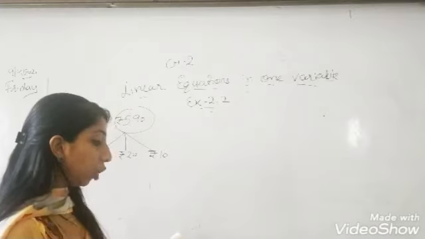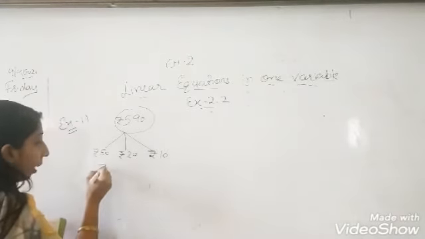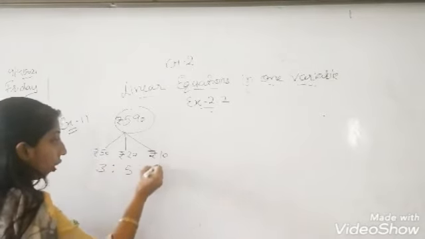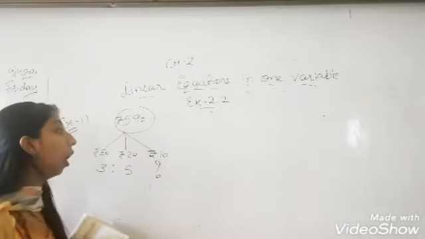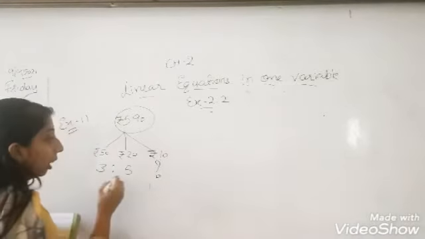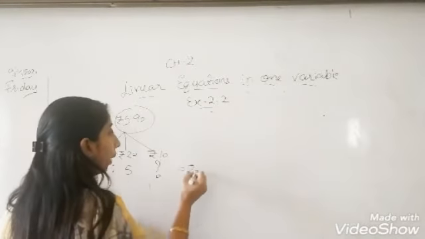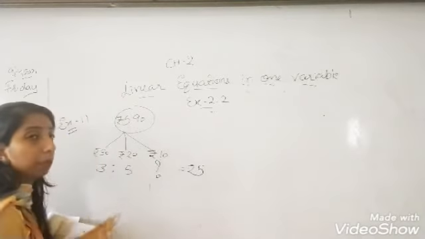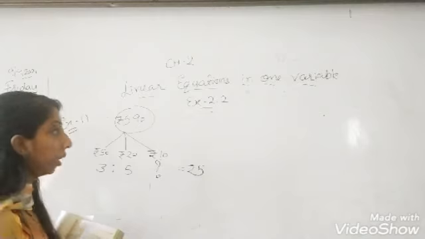Let's see. The ratio of the number of rupees 50 and 20 notes is 3:5. And we are not given any information about rupees 10. So let's see how we are going to do. And yes, one information we are given is that the number of these 3 notes is 25. Means totally that person is having 25 notes. Okay. So let's see how we are going to do.